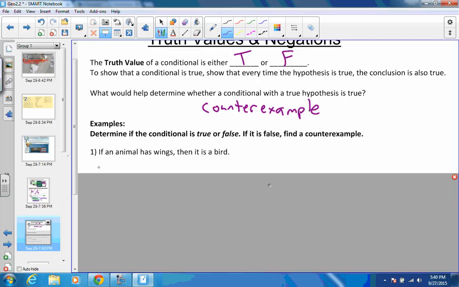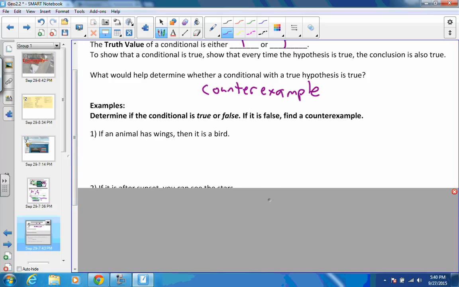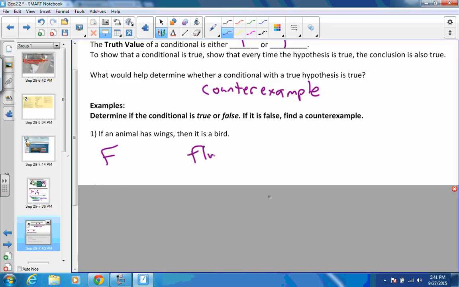If an animal has wings, then it is a bird. If you think it's false, then you have to give a counterexample. Now, it depends what animals are. I'm going to say false though, and I'm going to say like a fly or a bee. That's my counterexample. I would still consider insects animals, and flies are definitely not birds. So that would be my explanation there.